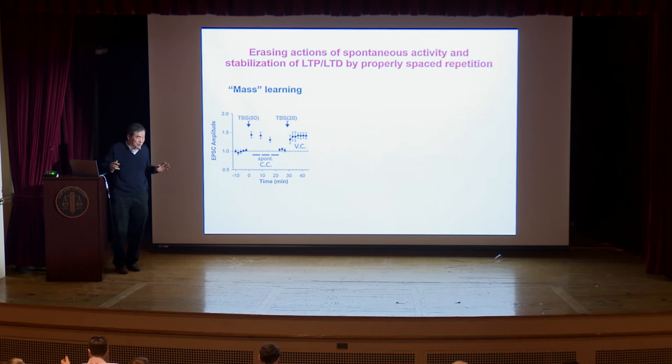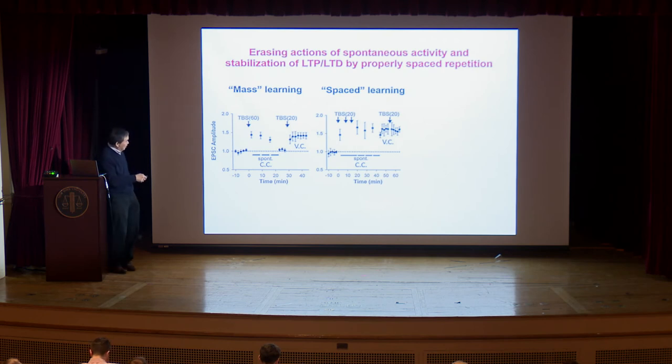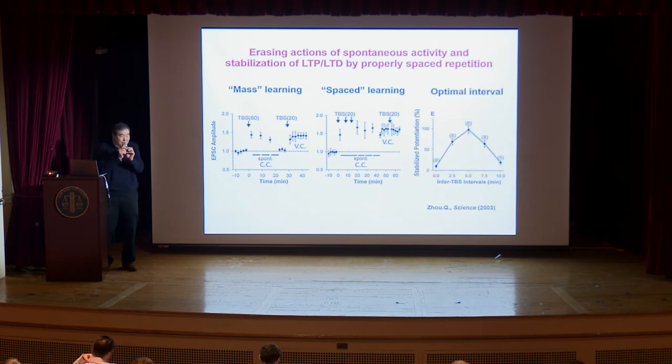Spontaneous spiking is very common in an active brain without any task. So massed learning is not stable if we allow spontaneous activity to go on. However, if you take the same amount of TBS stimulus and split it into three episodes of 20 stimuli each, then even with spontaneous activity going on, it becomes stable. The spaced stimulation gives you stable LTP. In fact, there's an optimal interval for this spacing to create stable LTP. If you have longer intervals, even with the same number of stimuli, no LTP can survive. So the transition from an unstable short-term LTP into a long-term LTP really depends on the pattern of the stimulation.